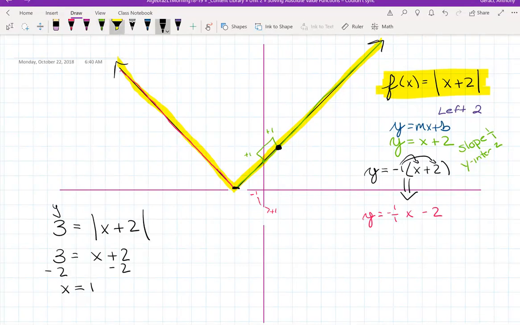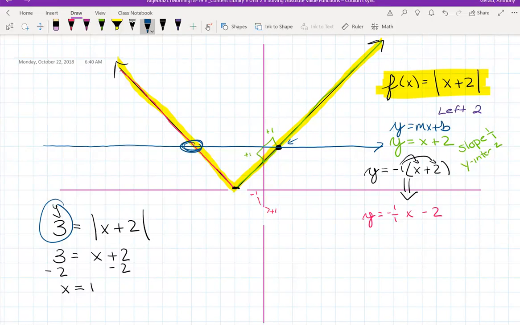Now, the next time you solve this, because remember, this is really y, right? So if I graph the line, we'll do green again. Now we'll do blue. If I graph the line y equals 3, 1, 2, 3, it would be here. So here's my first answer. Perfect. But there's another answer right here. And how do I get that?